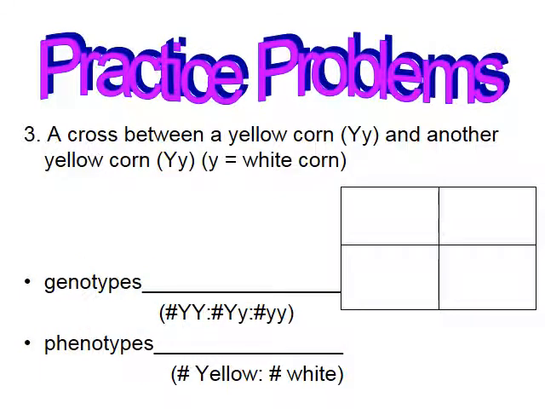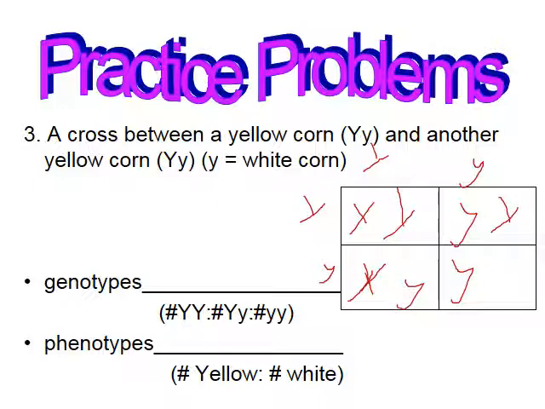Alright, last one. Practice problem between a yellow corn and another yellow corn. The dominant is yellow, the recessive is white. So we do it again. Separate the alleles due to the law of segregation, Mendel's law. Drop them down. Whoops, that is a Y, not an X. Drop them down. Drop them across.